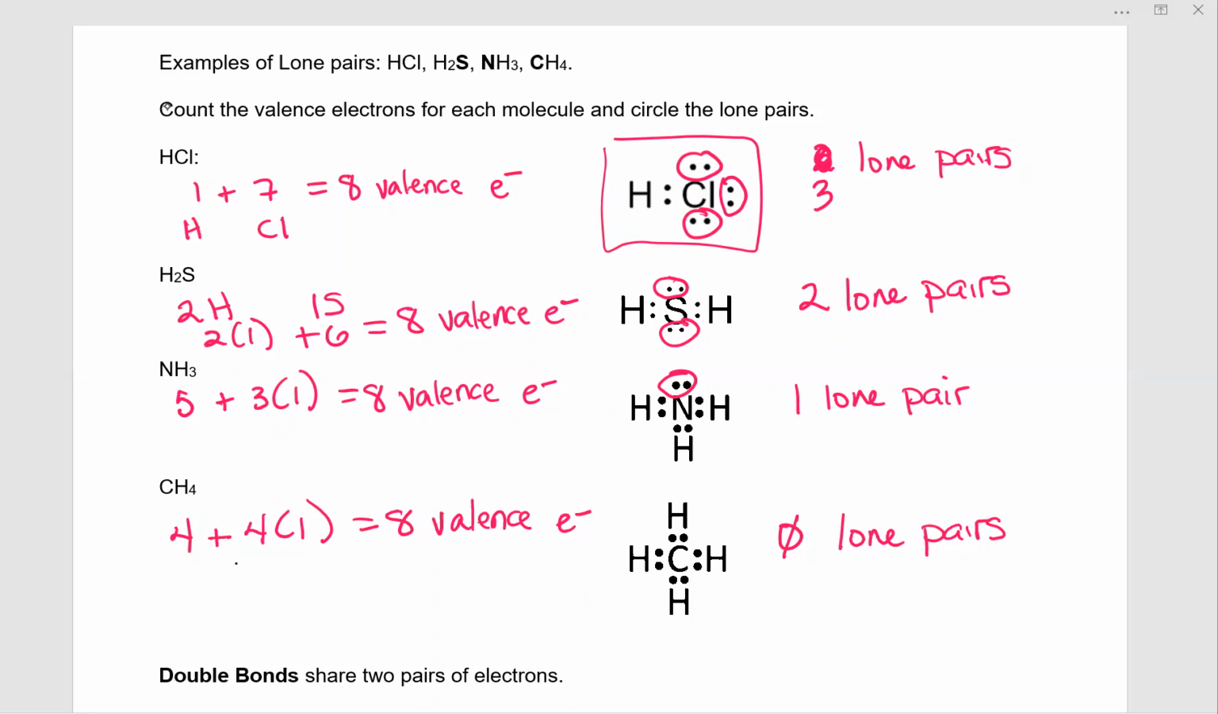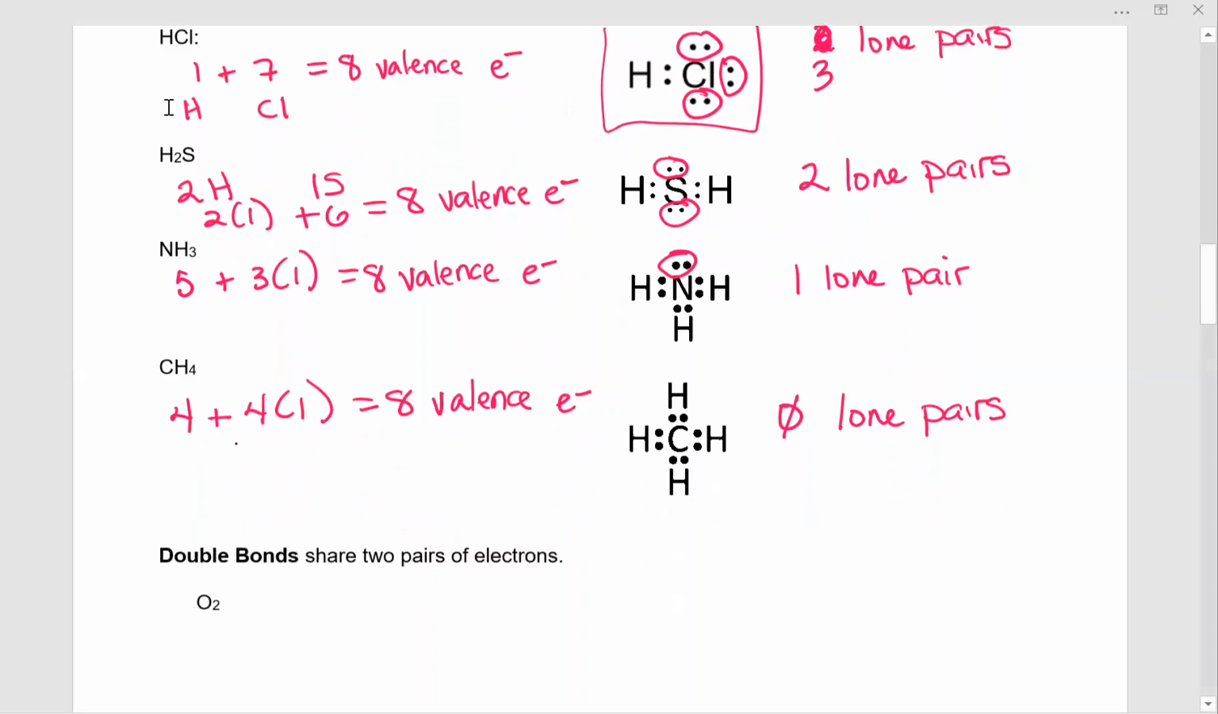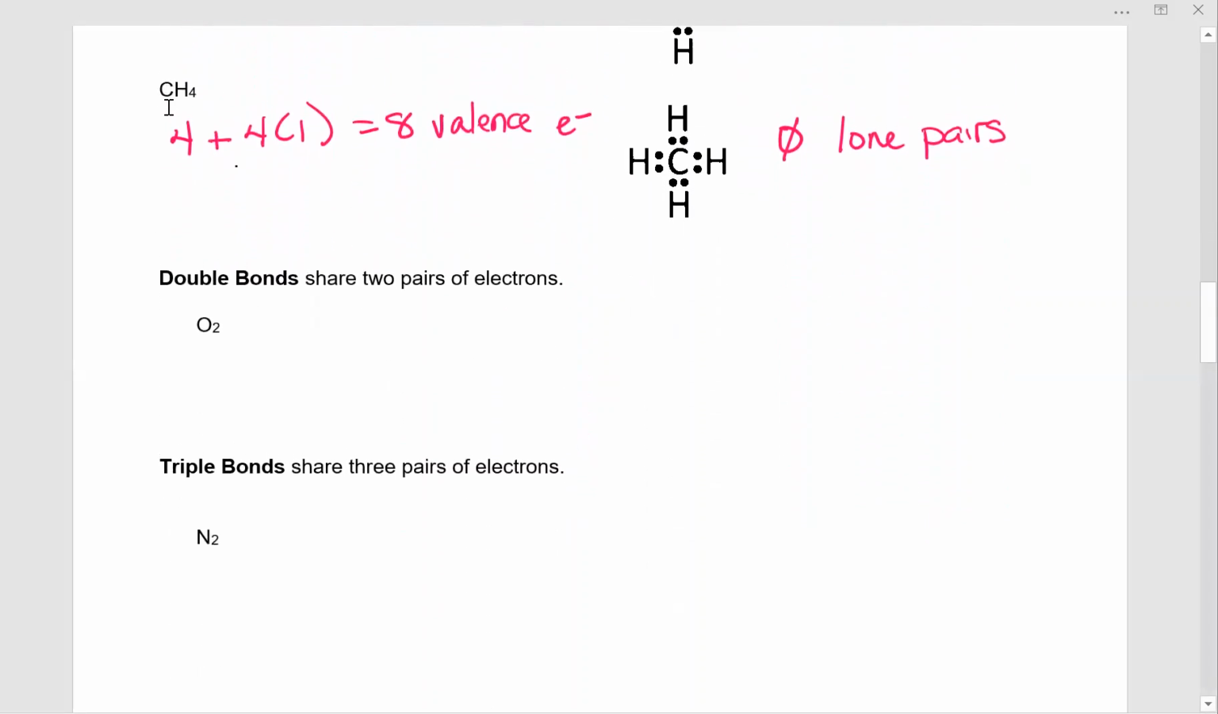Okay, so we've talked about single bonds and lone pairs. Now we're going to talk about double bonds and triple bonds. So double bonds share 2 pairs of electrons. So let's take a look at oxygen. First, we're going to count how many valence electrons we have. So we have 2 oxygens times 6 for a total of 12 valence electrons. So somehow the oxygens have to share their electrons in such a way that they each end up with 8.